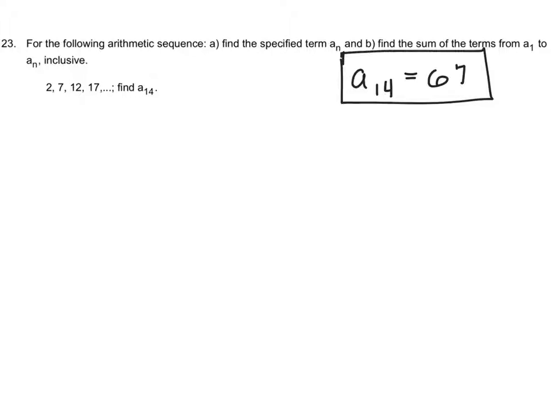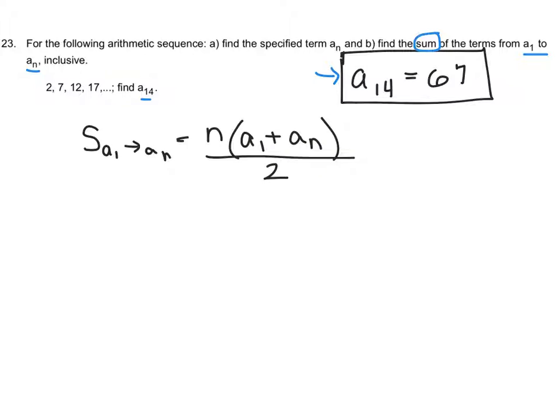Now I want to find the sum of the terms from A1 to AN. And remember, AN is A14, or the 14th term of the sequence. And we already found that to be 67. To find the sum of all terms from the first term to the 14th term, I'm going to use the formula for sum, which is on the screen. And these subscripts just mean that I'm finding the sum from A1 to AN, which in this case is A14.